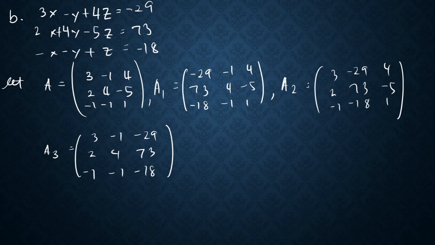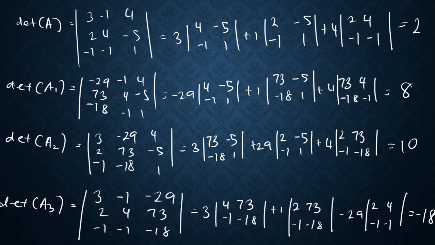And then B, it's also Cramer's rule. I let A be the coefficient matrix. A1 is when column 1 is exchanged with negative 29, 73, negative 18. And do the same for A2, just change column 2. A3 is when column 3 is exchanged with negative 29, 73, and negative 18. Do all of the determinants. So I won't explain further.